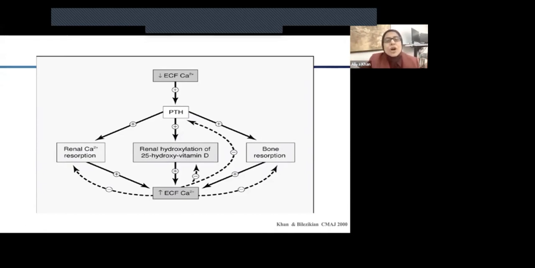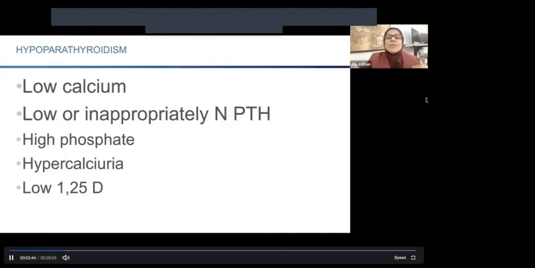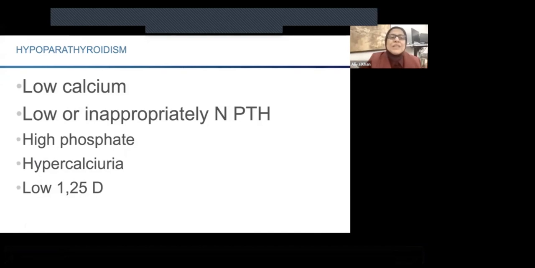So what I'm going to talk about today is what is the research looking at? Where are we today in being able to give back PTH?